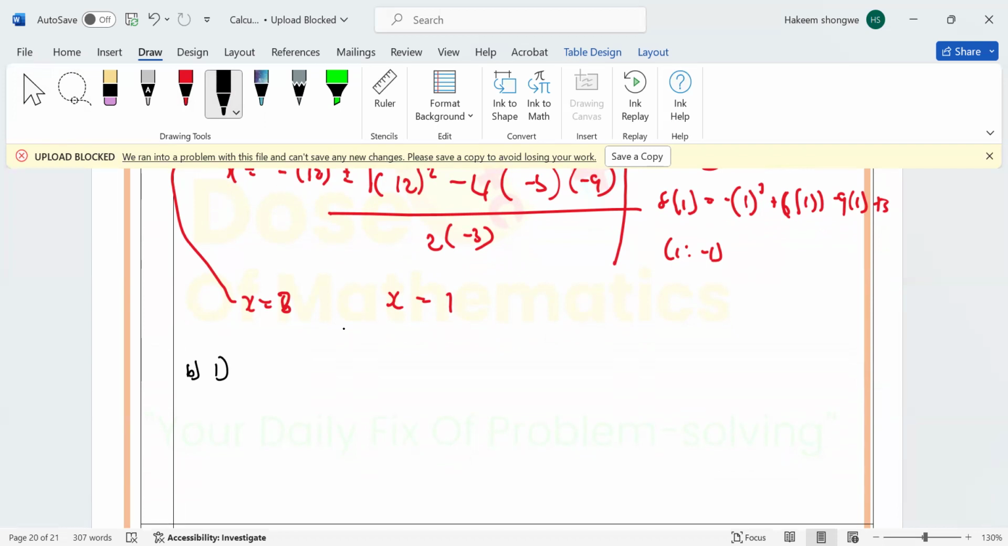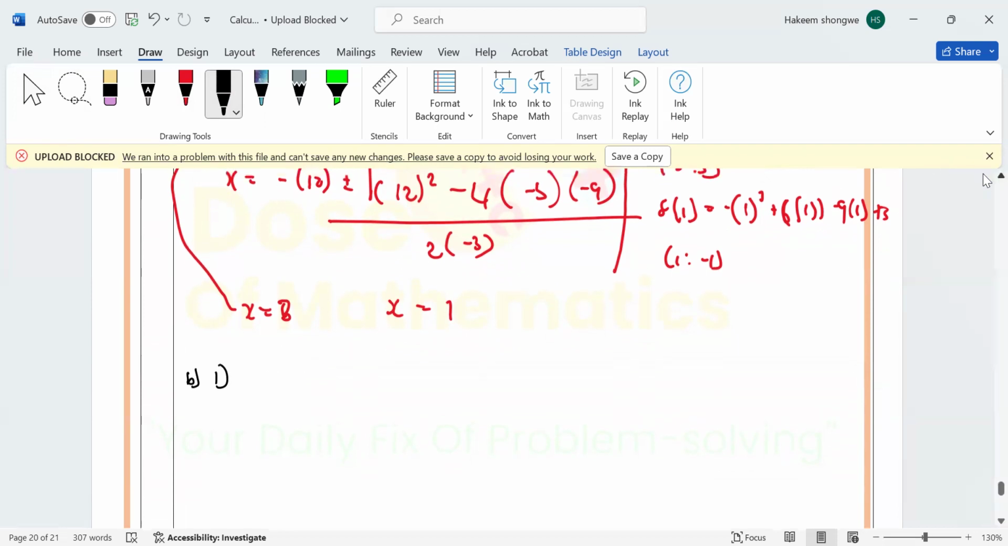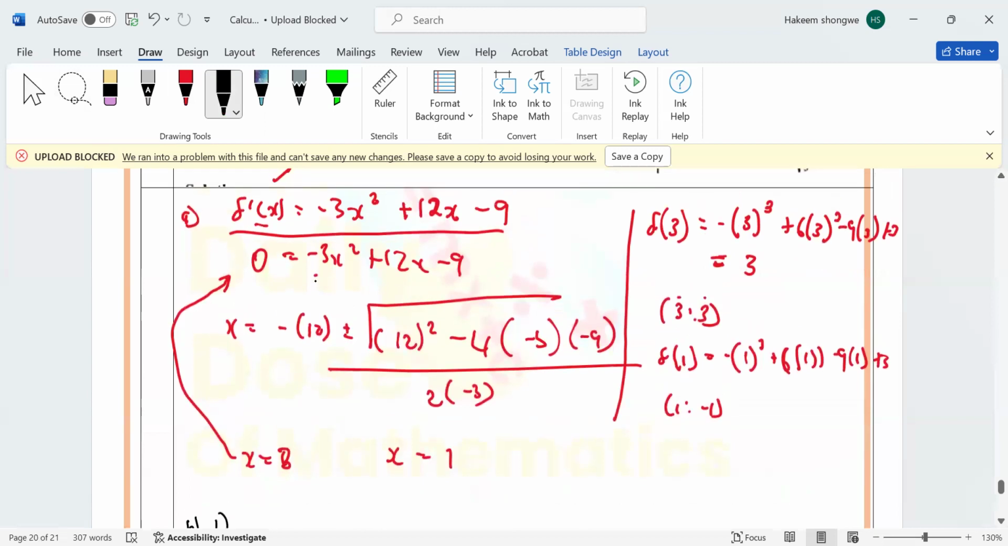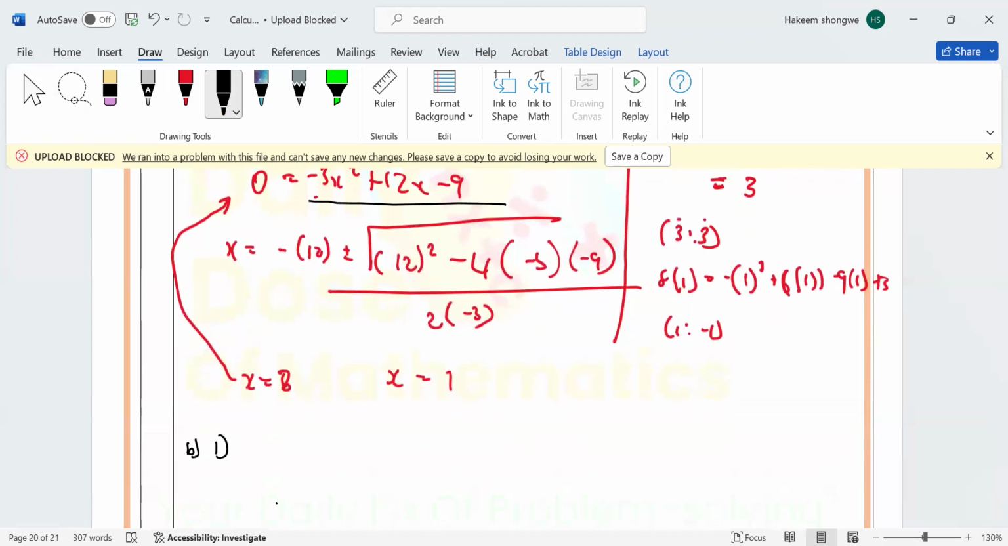Increasing. F prime of x should be above the x-axis or below the x-axis? Above the x-axis. What are going to be the x values that make that possible? You are going to go to your derivative. If you go to your derivative, you can make it simple. You're going to have minus 3x squared plus 12x minus 9. Increasing means greater than 0 or less than 0?